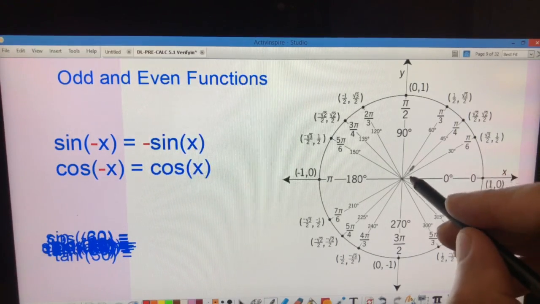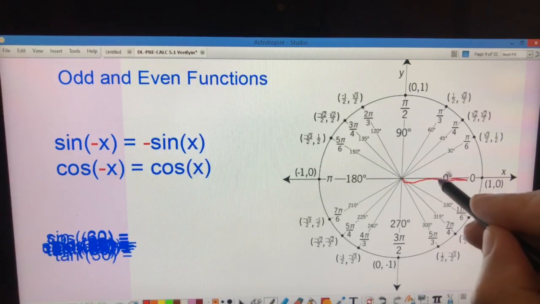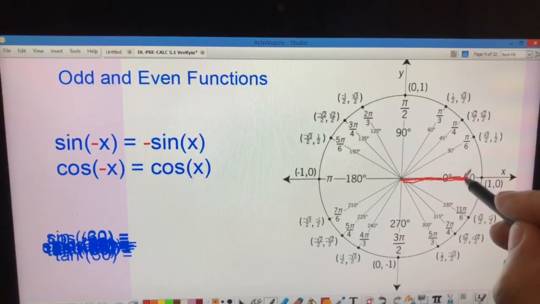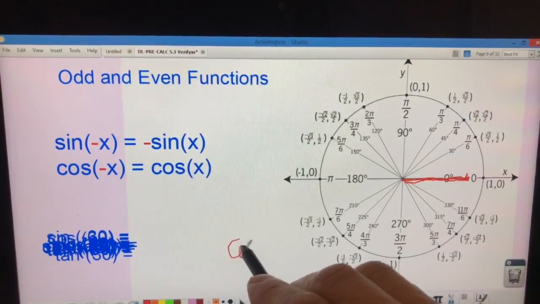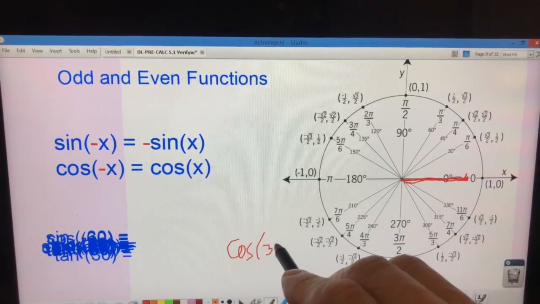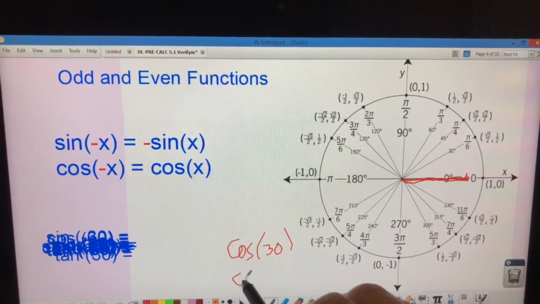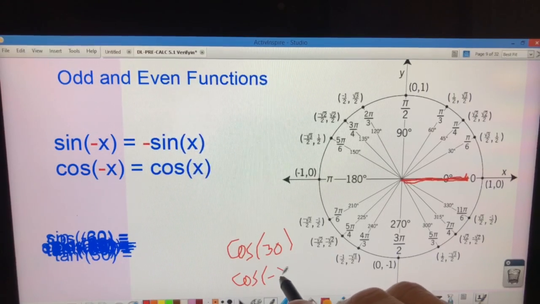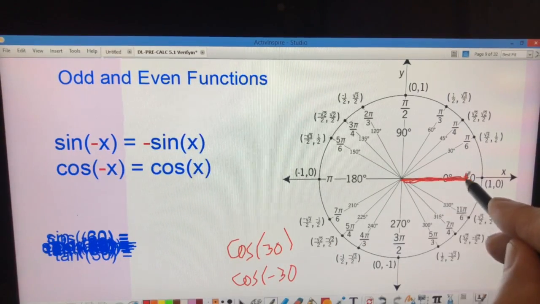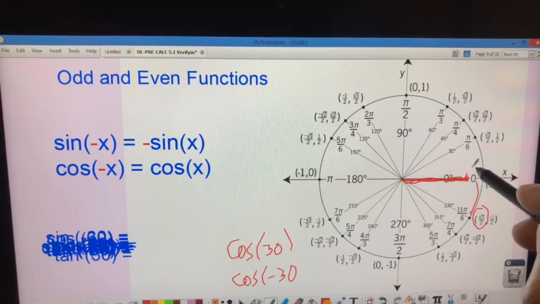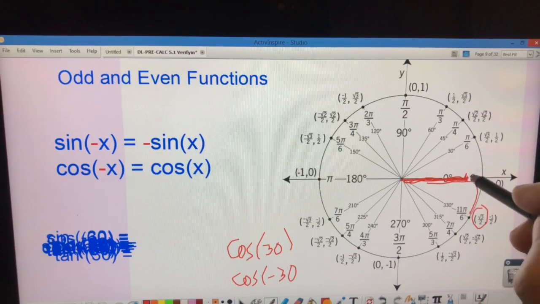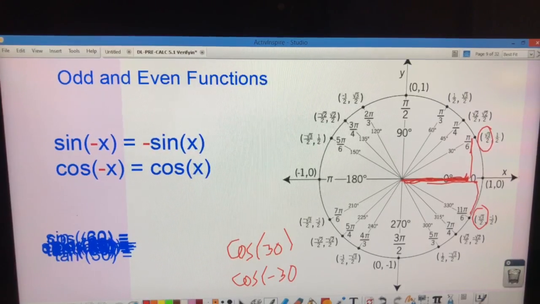Now for the length on the x-axis, that's the cosine. So let's pick 30 again. Cosine of 30 is the same as cosine of negative 30. It doesn't matter because cosine is this way. Negative 30 is on this side, so it's root 3 over 2. Positive 30 is up here, but the x value is still root 3 over 2. So that is the odd and even.